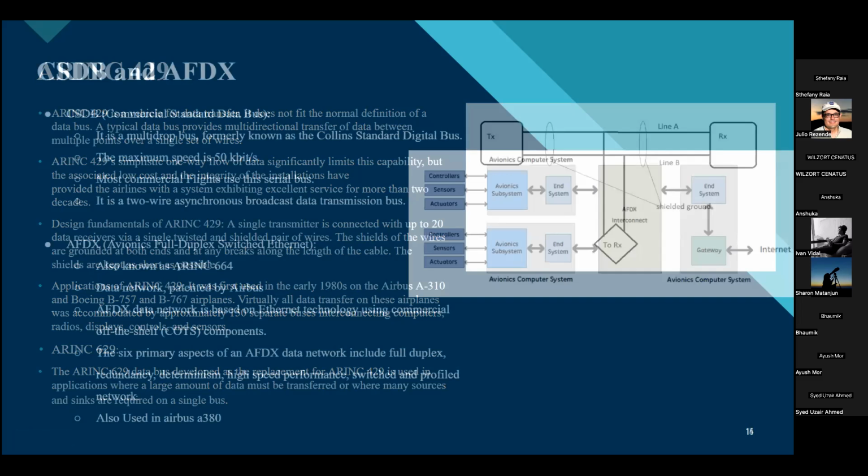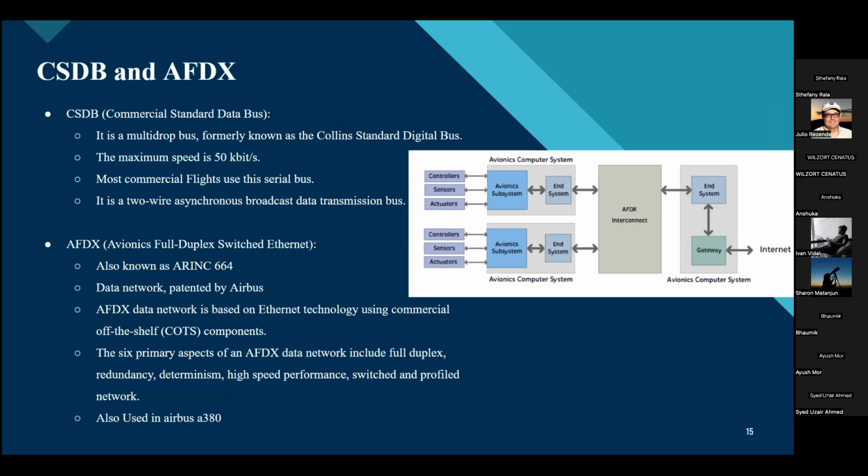And then we have CSDB and AFDX. CSDB stands for Commercial Standard Data Bus. It is a multi-drop bus, formerly known as Collins Standard Digital Bus. It was made by Collins, and the maximum speed of this data bus is 50 kilobytes per second. And most commercial flights use this serial bus, and it is a two-wire asynchronous broadcast data transmission bus.